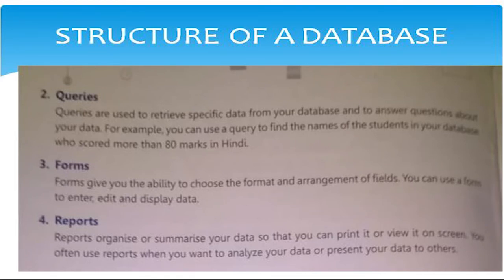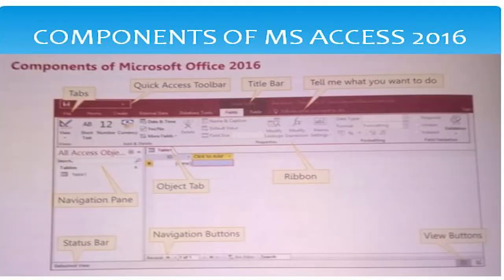Next one is reports. Reports organize or summarize your data so that you can print it or view it on screen. You can use reports when you want to analyze your data or present your data to others. That means reports summarize your data after finishing your work, like a revision or recap of your complete database program, and by using the reports you can see whatever mistakes are there. You can print those reports, and analyze the data present in your database. That is called reports.